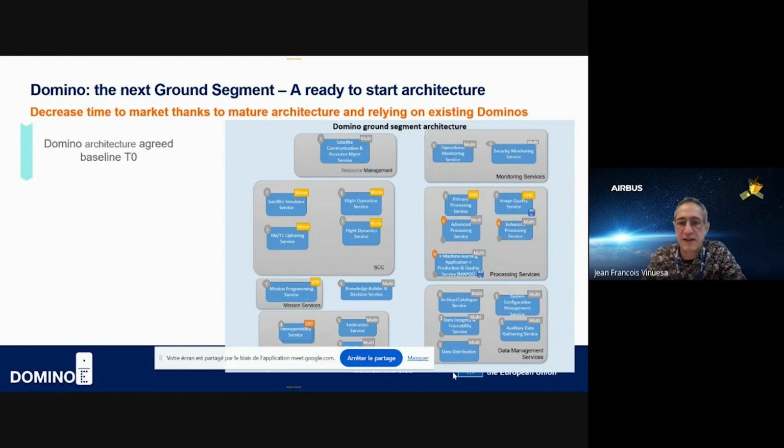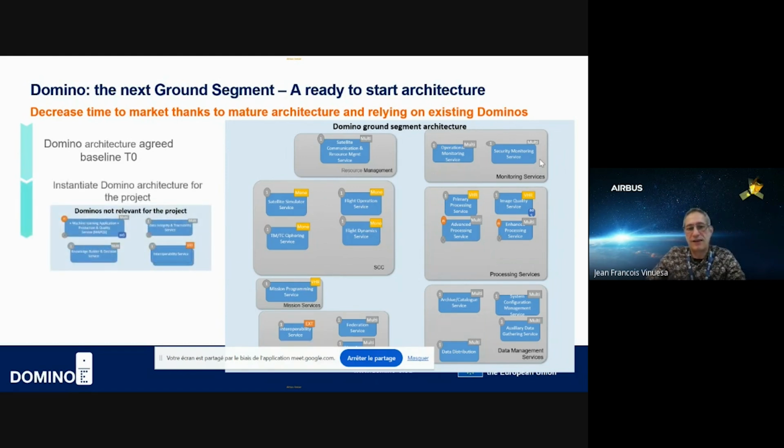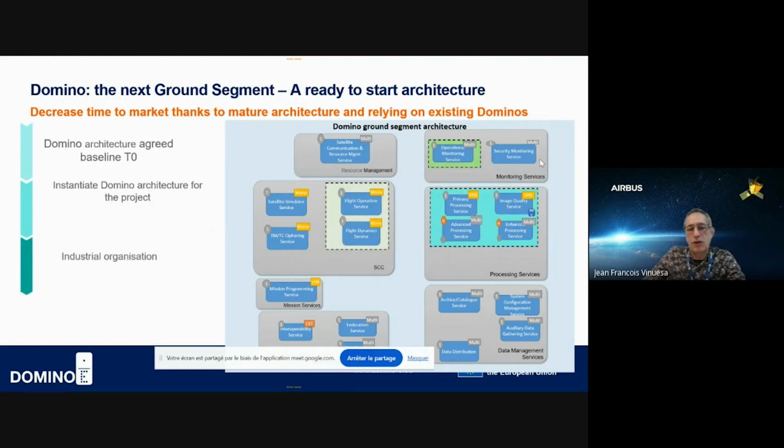What you have on the slide is a set of dominoes that can be offered, a kind of catalog of subsystem dominoes. What is interesting with this architecture is that you decrease time to market, because you start with your baseline, and then, depending on what you need, you can decide to instantiate some of the dominoes, not all of them. You remove the dominoes that are not relevant for the project, and your architecture is still fine. You're not destroying anything. Then the second step will be to work on who is going to do the job, who is going to be responsible.